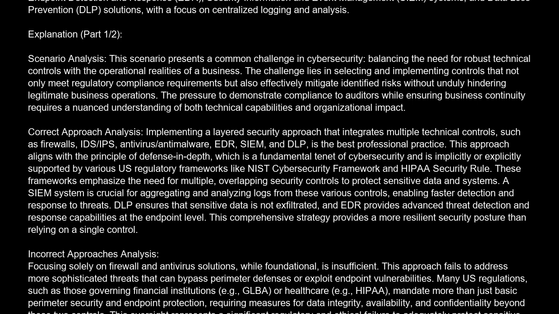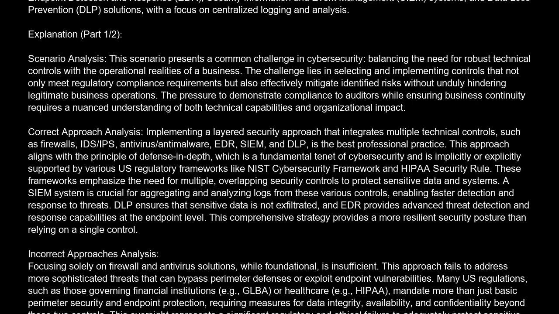Implementing a layered security approach that integrates multiple technical controls, such as firewalls, IDS/IPS, antivirus/anti-malware, EDR, SIEM, and DLP, is the best professional practice. This approach aligns with the principle of defense in depth, which is a fundamental tenet of cybersecurity, and is implicitly or explicitly supported by various U.S. regulatory frameworks like the NIST Cybersecurity Framework and the HIPAA Security Rule. These frameworks emphasize the need for multiple, overlapping security controls to protect sensitive data and systems.